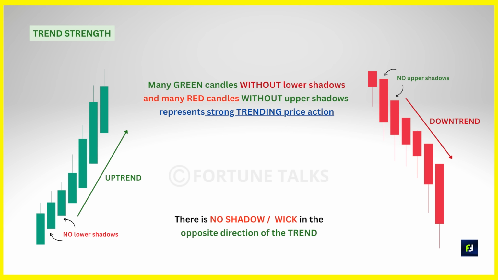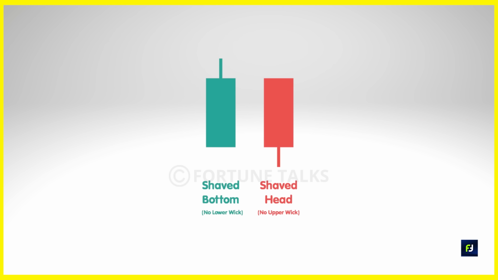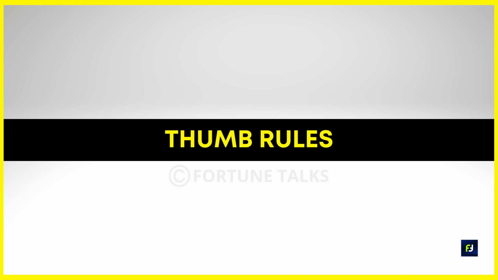So the main thing that you need to look out for on Heikin Ashi chart to determine the trend strength is shadowless or wickless candles on one end, which is opposite to the trend direction. Now, as mentioned earlier, these candlesticks that have no shadow or wick on one end are also called shaved candles. That is, if there is no lower shadow or wick, the candle is called a shaved bottom, and if there is no upper shadow or wick, the candle is called a shaved head.